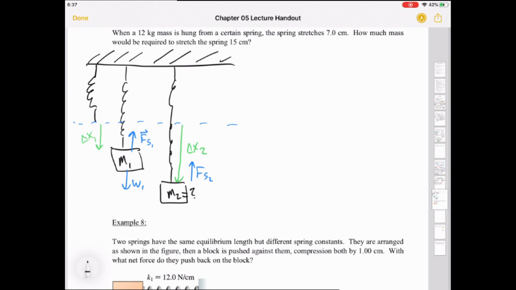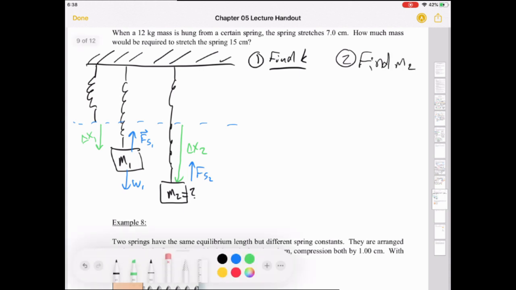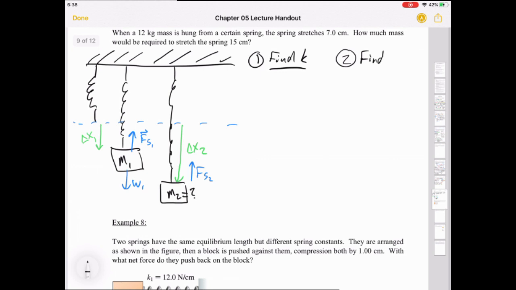So clearly it's going to have to be bigger than 12 kilograms, and in fact you might be able to figure out a ratio way of solving this, but I'm going to solve it in a different way. I'm going to say, let's first solve the spring constant, so step 1 is find K, and then step 2 will be find M2. So we'll do step 1 first.